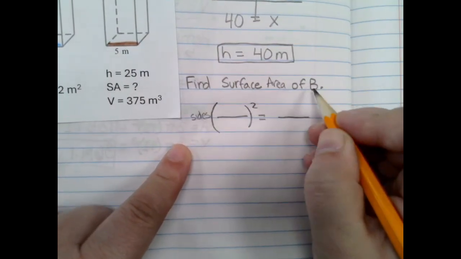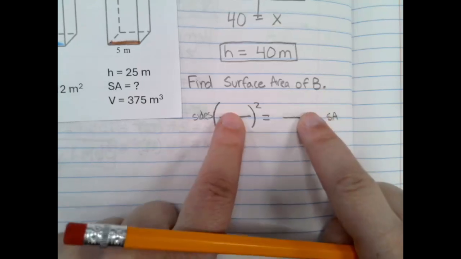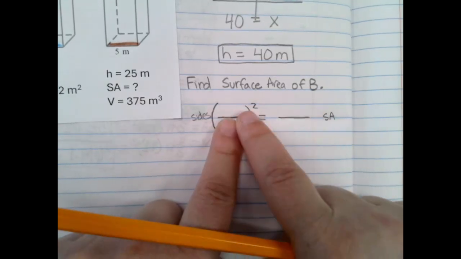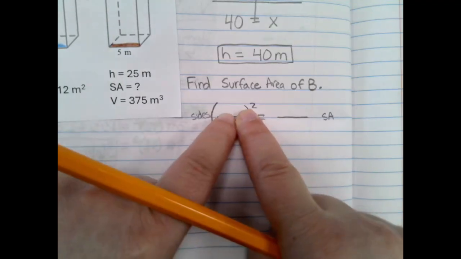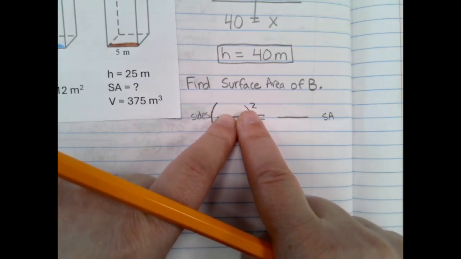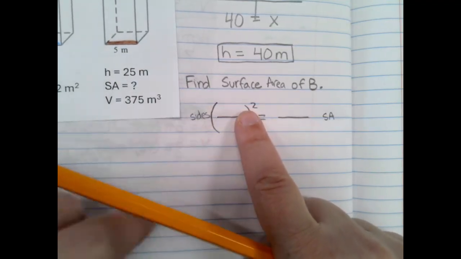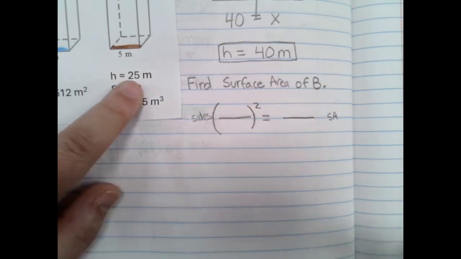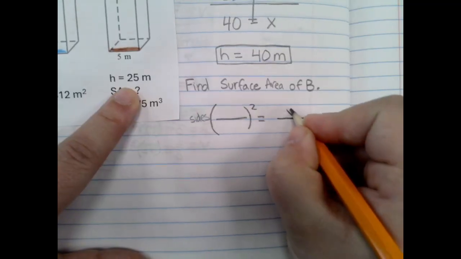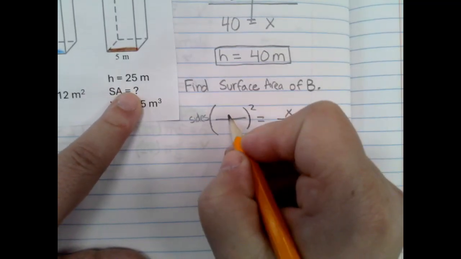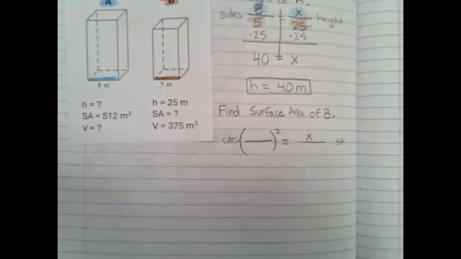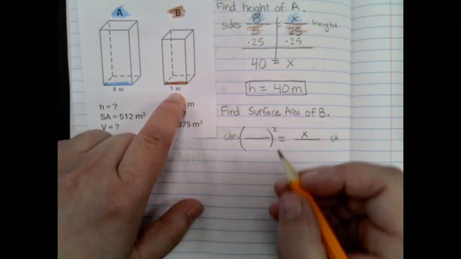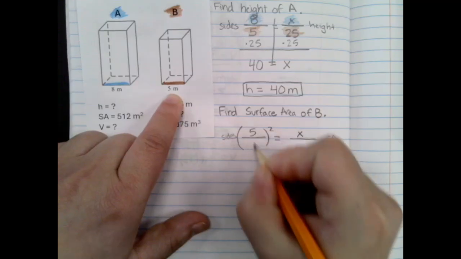But this time, because I'm missing B, I'm going to put B in the top, because I always like X to be my numerator. So what is the side that goes with B? The side from the solid. The surface area is X. What's the side that went with the solid, with the prism? 5.